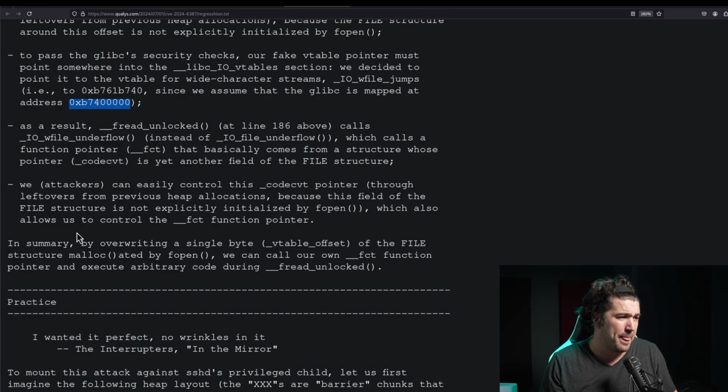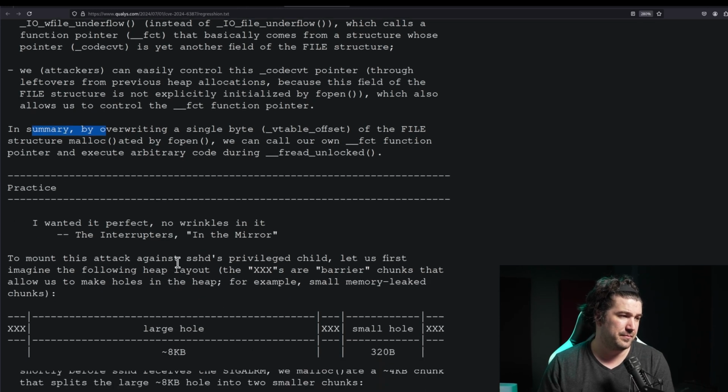So anyways, in summary, by overwriting a single byte in the vtable offset of the file structure allocated by fopen, we can call our own FCT function pointer and execute arbitrary code during read unlocked.